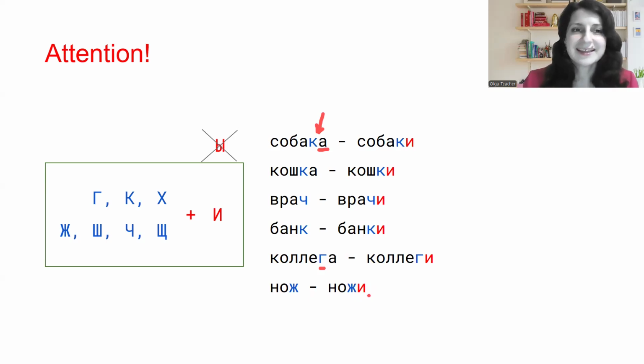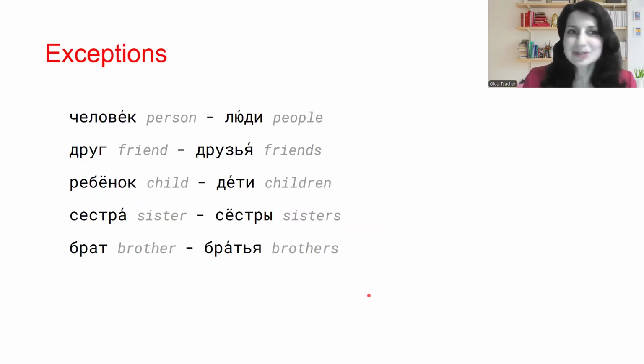Okay. And very interesting exceptions, useful words which you probably use very often, and you should know that they completely change in plural. Человек, люди, друг, друзья, ребенок, дети, сестра, сестры, брат, братья.